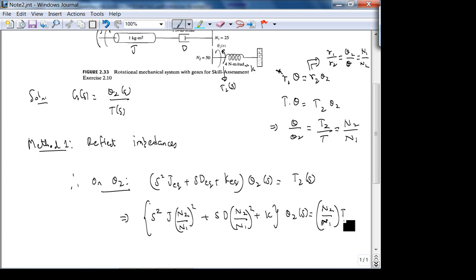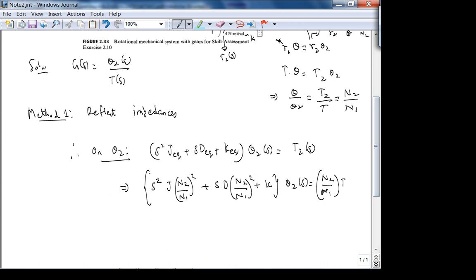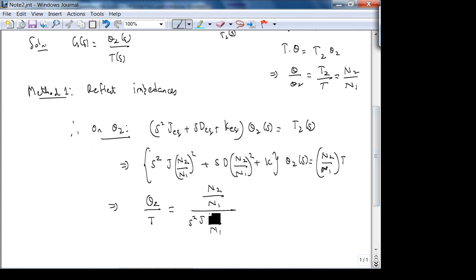Yes? So if you rewrite this out, you get theta 2 over T equals N2 over N1 over J S squared plus D S plus K, all times N2 over N1 squared. I mean, you can plug in numbers in this equation if you want, but I go one more step. I plug it in at the end.